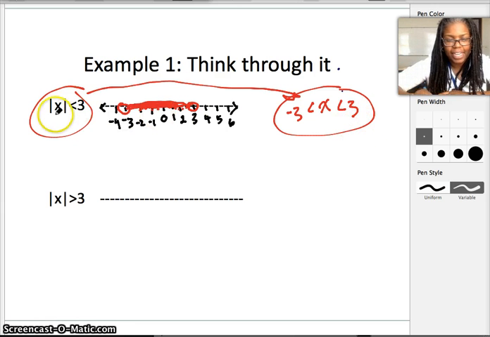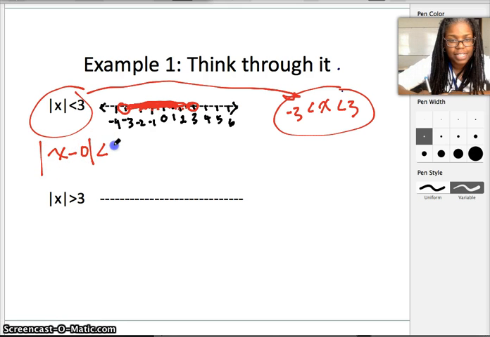Another way of looking at it is when I look at this problem, these x values, their distance from 0 has to be less than 3. So if I think 1, its distance from 0 is less than 3, up to 2.999, its distance from 0 is less than 3, and same thing in both directions. So we can also look at this as x minus 0, right? The difference or the distance from 0 is less than 3.